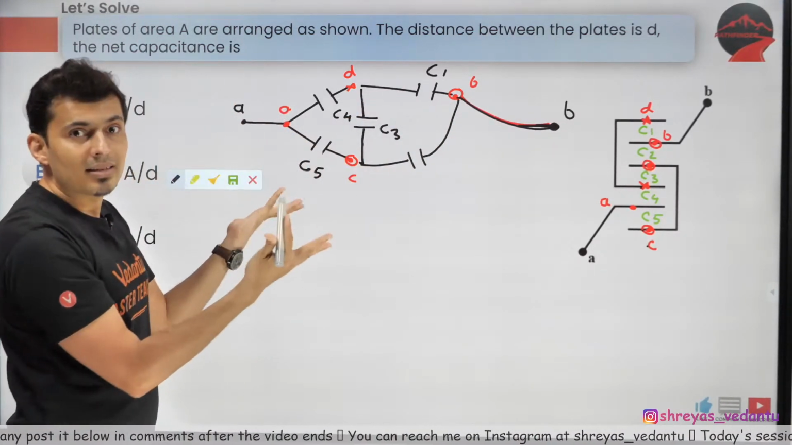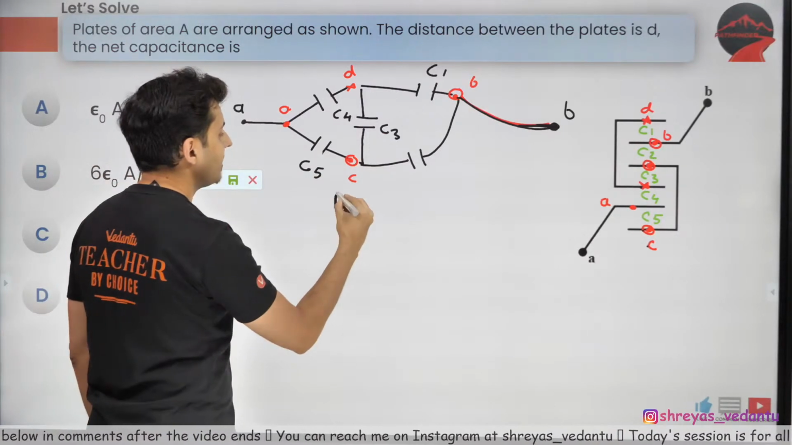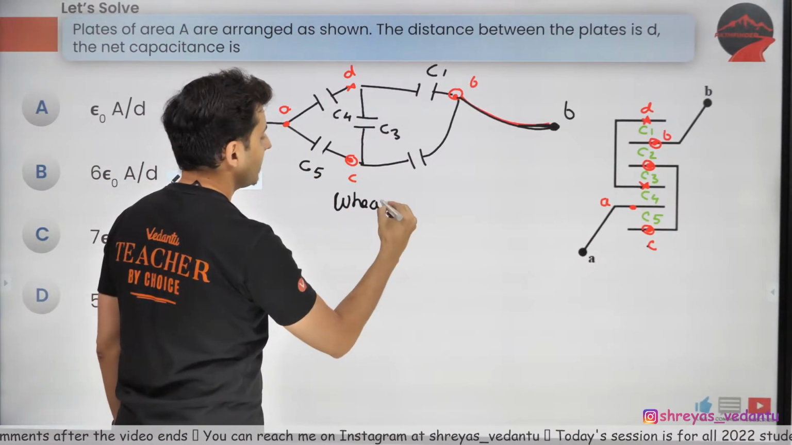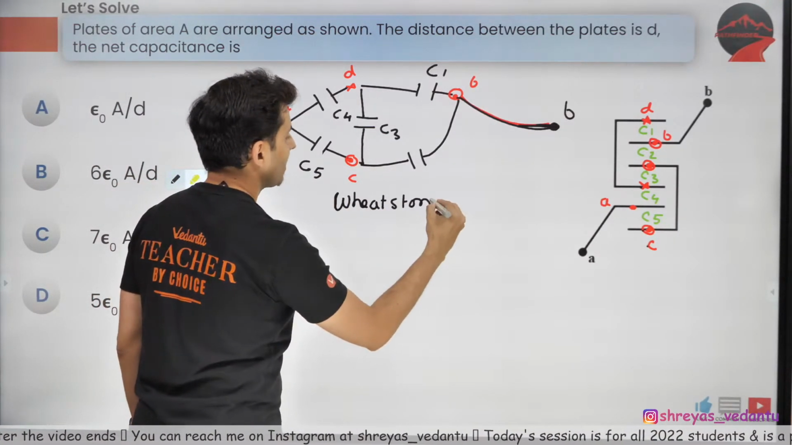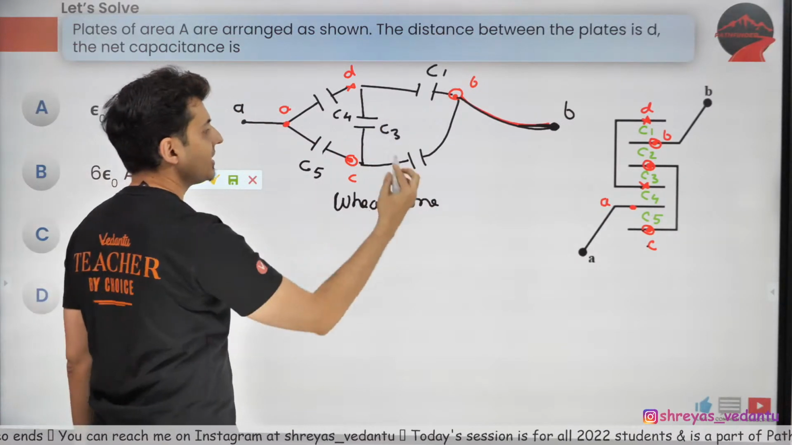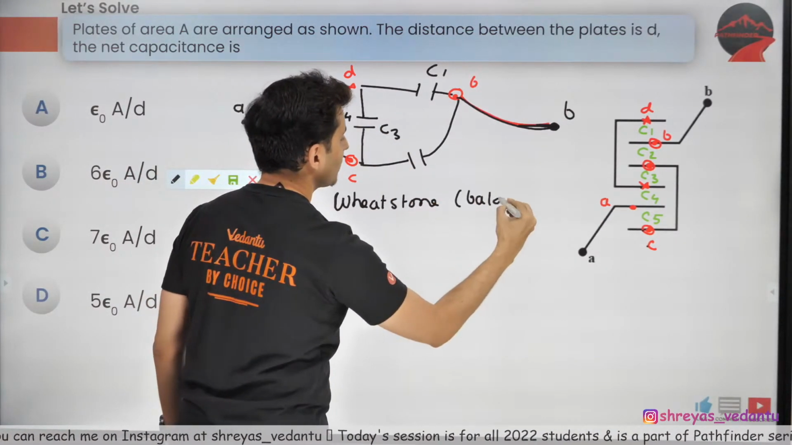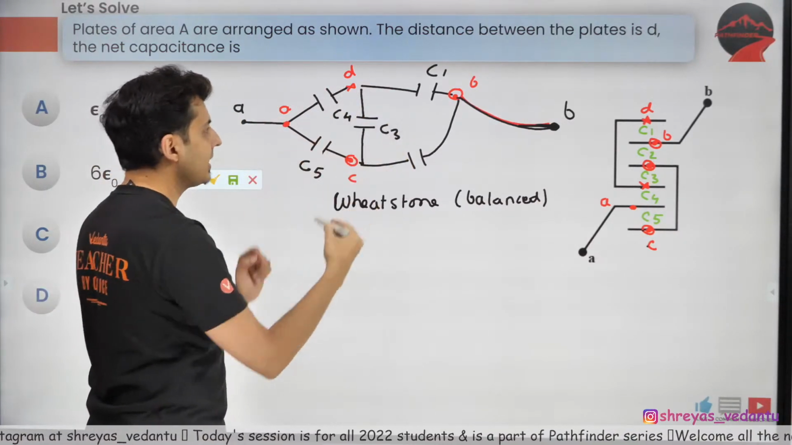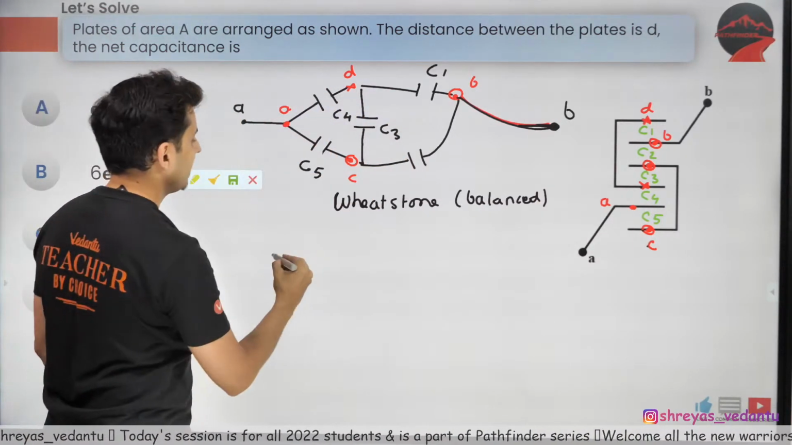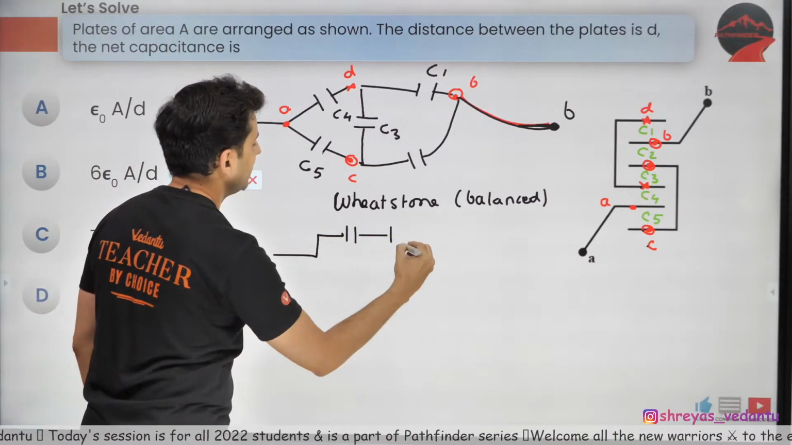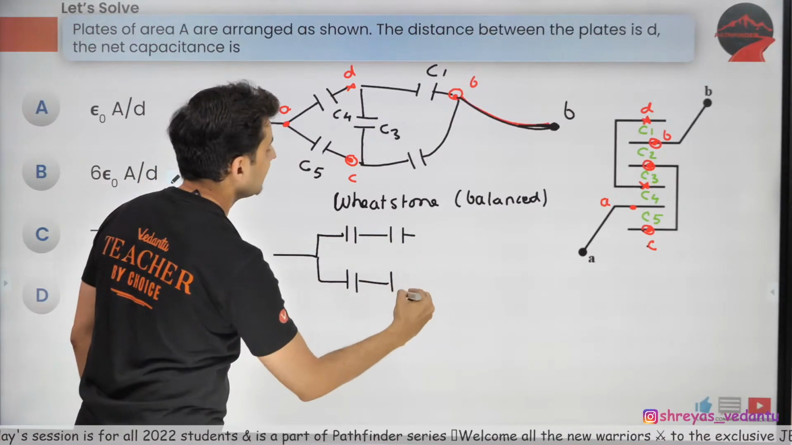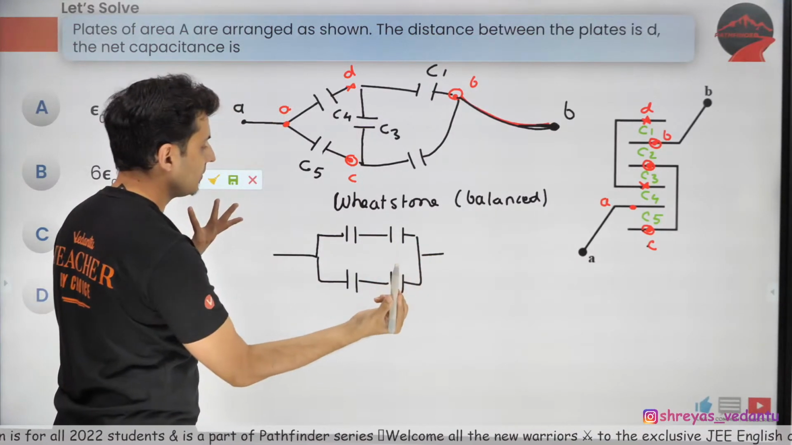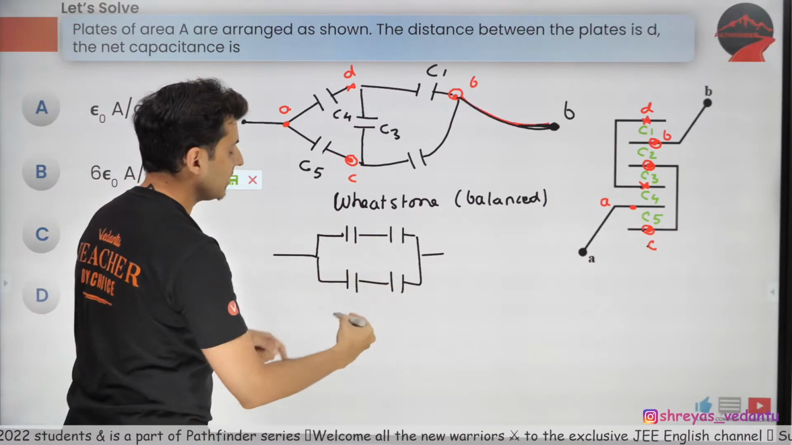Guys, I know what this is. What is this, my warriors? Isn't this Wheatstone? If this is Wheatstone, don't you see this is also balanced? Because all capacitors are the same. If all capacitors are the same, that's it. Now you know what to do. These two, these two, these two, these two, because the middle one goes off. These two are in series, these two are in series.